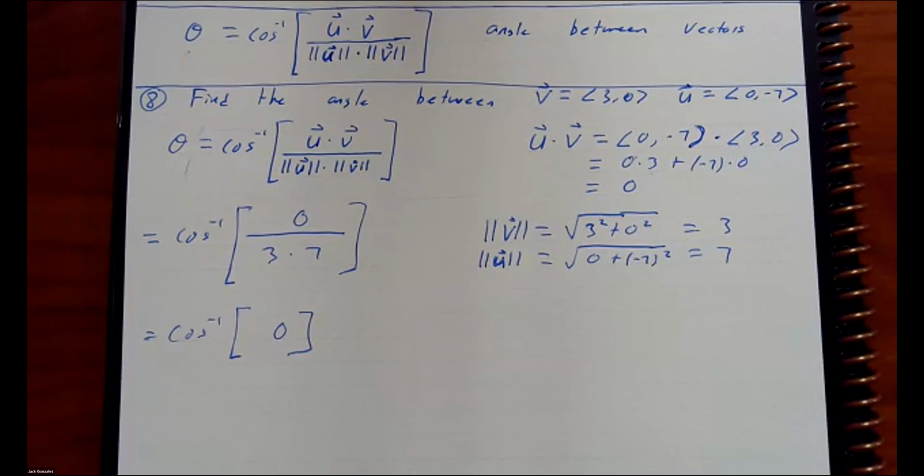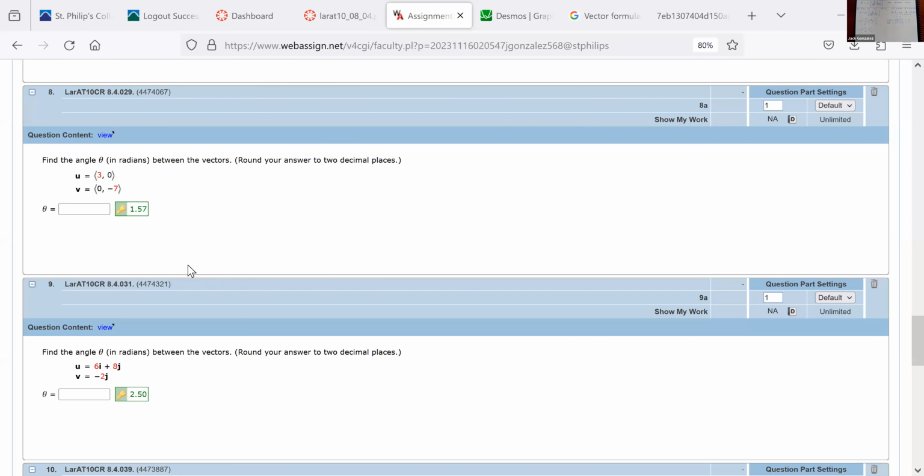Pi over 2. Yeah, pi over 2. So whenever the dot product is 0, that means the angle will be 90 degrees, or pi over 2. So these two vectors are perpendicular to each other. Whenever the dot product is 0, they are perpendicular, which means the angle is pi over 2 or 90, same thing.